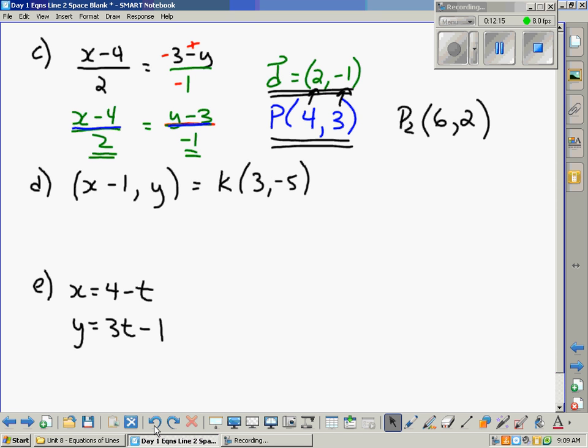Again, we could add on double the direction vector, and that would get you a third point. Or we could add on a negative of the direction vector, it would get you a fourth point.